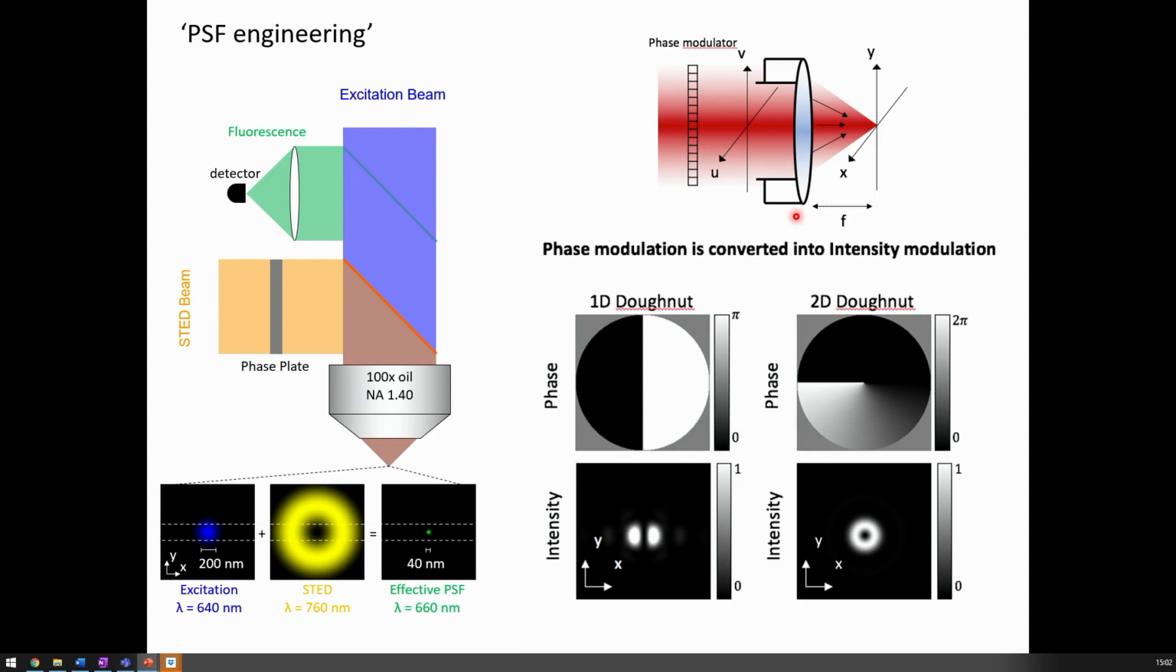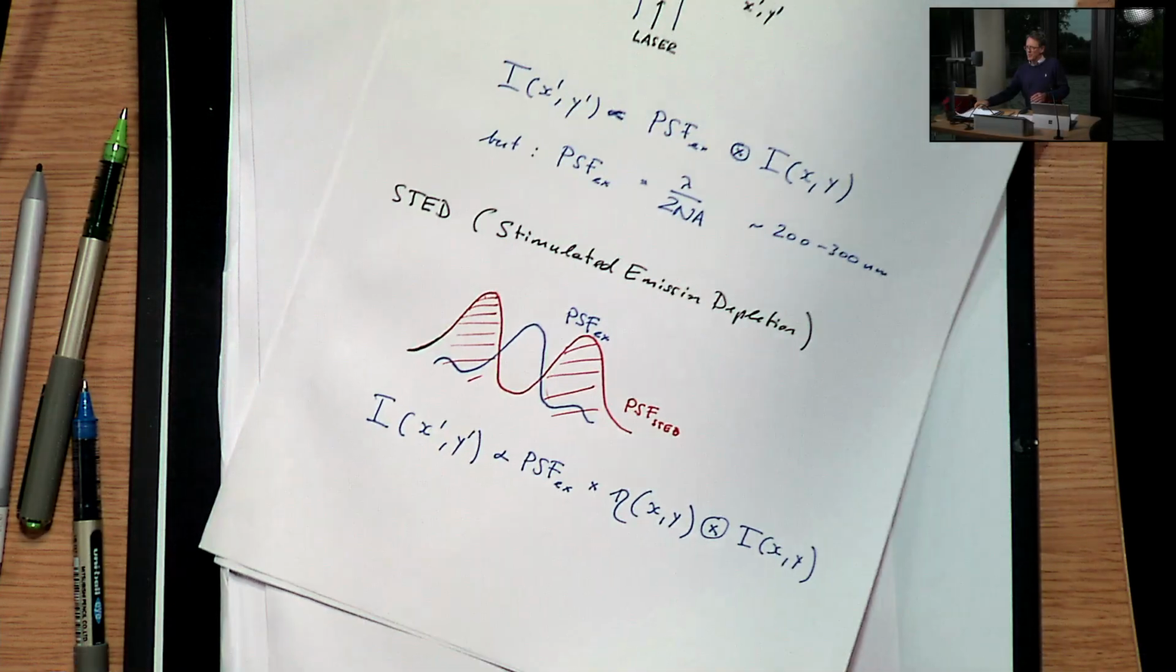So how do I generate this donut? To do that, I would like to go back to my paper projector. So here is the idea of PSF engineering.